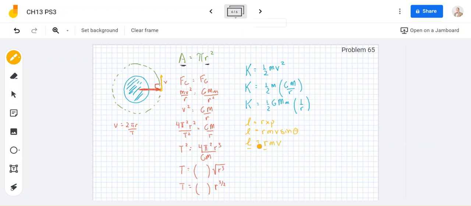And then I think we already did the speed here. If I look back at this one, I'll write it down here. So v is the square root of, so this means v is dependent upon 1 over the square root of r.